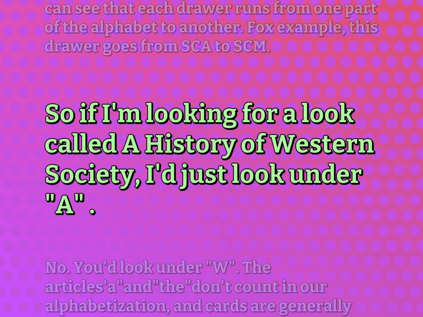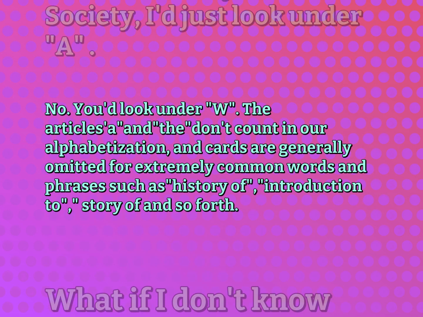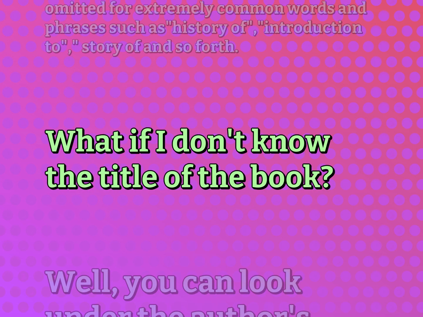So if I'm looking for a book called A History of Western Society, I'd just look under A. No, you'd look under W. The articles "a," "an," "the" don't count in our alphabetization. And cards are generally omitted for extremely common words and phrases such as "history of," "introduction to," "story of" and so forth. What if I don't know the title of the book?